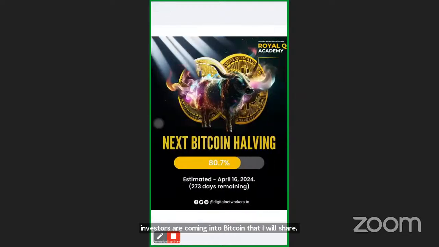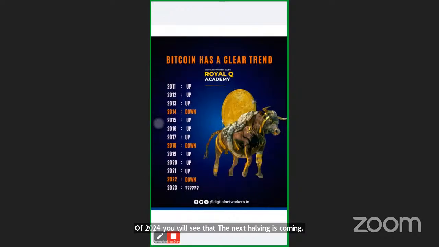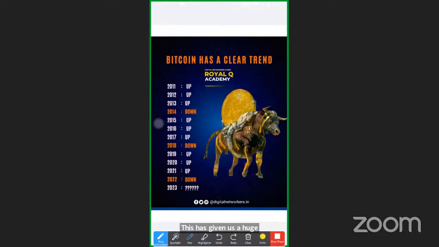So the next Bitcoin halving is just approaching us. It is expected and estimated around April 16, 2024. That is not a fixed date, but you can expect around the first to second quarter of 2024 that the next halving is coming. And Bitcoin has shown a clear trend. If you understand this 4-year cycle, it has given us a huge opportunity that only the people who stay in these 4 years, survive and have patience take the maximum benefit, because Bitcoin is repeating its 4-year cycle every 4 years, before and after halving.